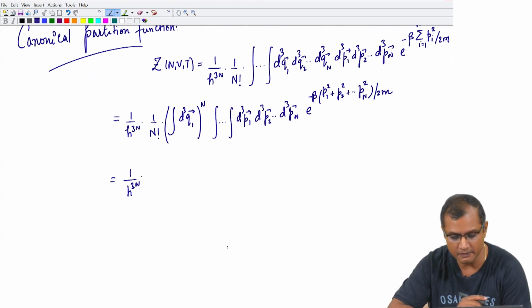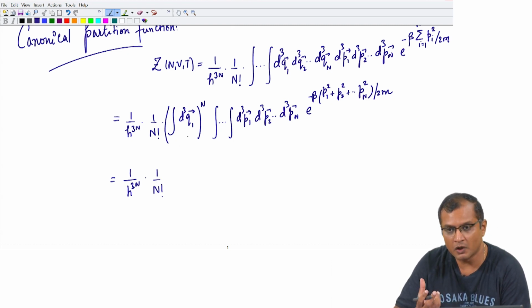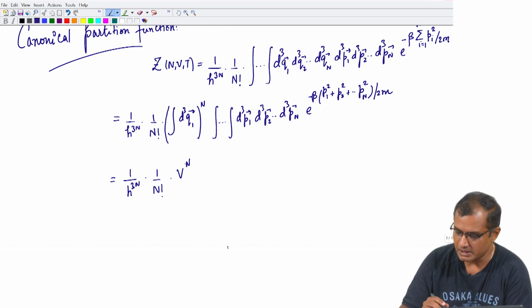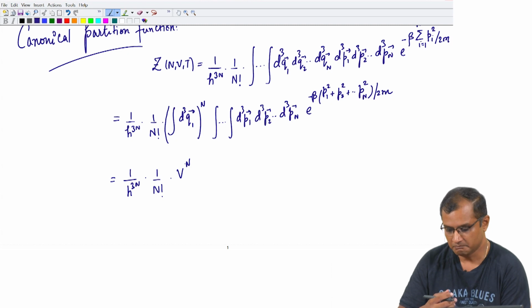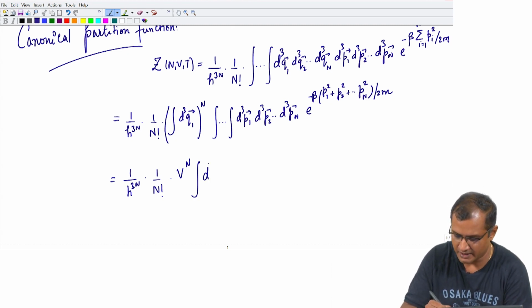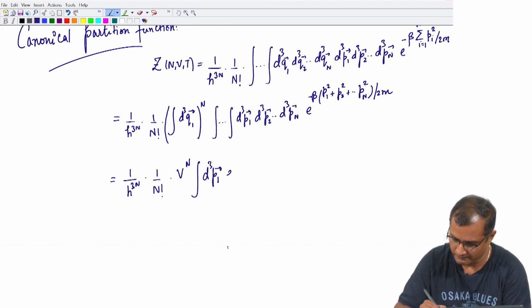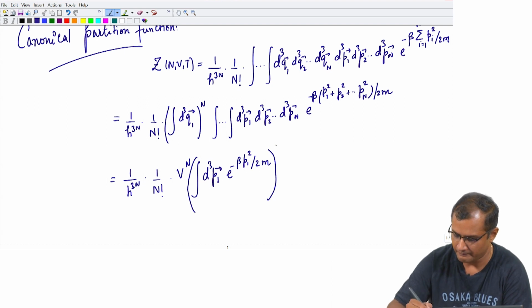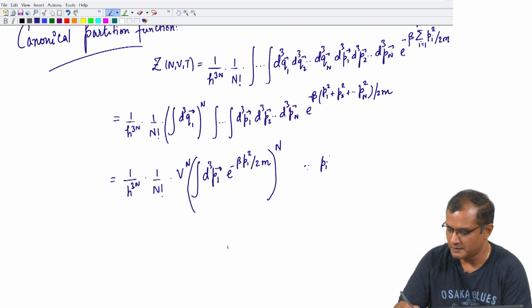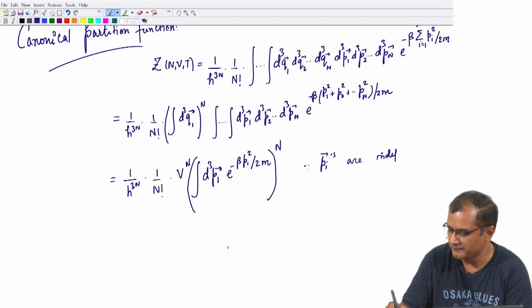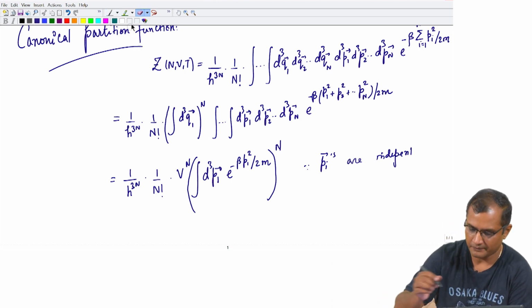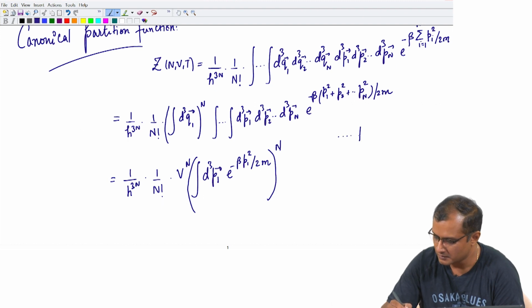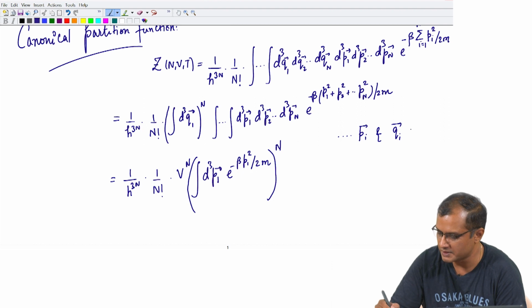Now I can simplify this further. I can write this as 1 upon h to the power 3n into 1 by n factorial. The single volume integral would give me V, but I have raised it to the power n, so it gives me V to the power n. And look at the momentum integrals: since all these pi's are independent of each other, I can write this as a single integral over one particle and raise this to the power n, since all these particle momenta are independent. You can basically write that momentum and positions are independent.